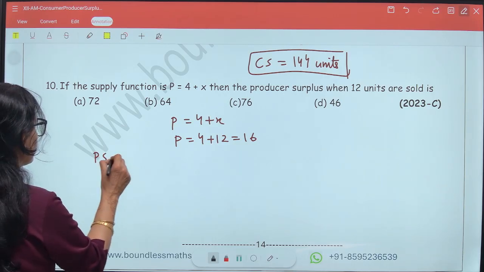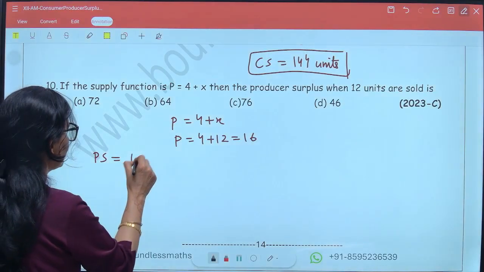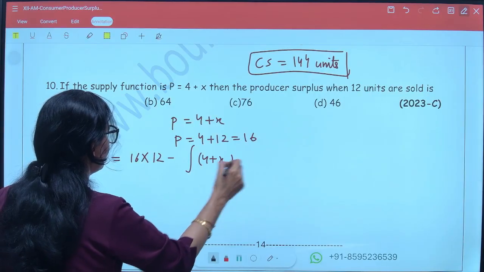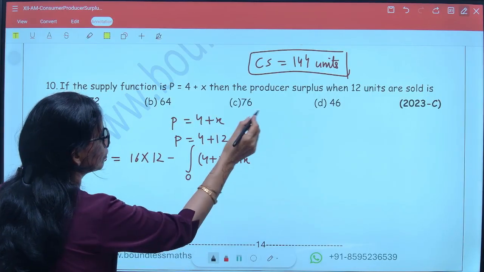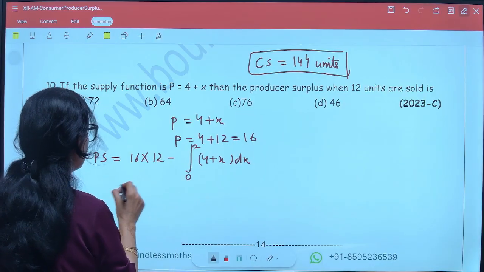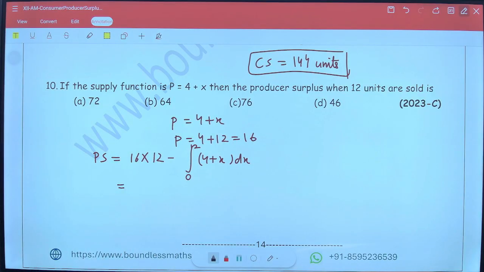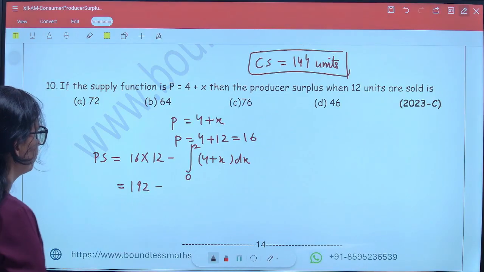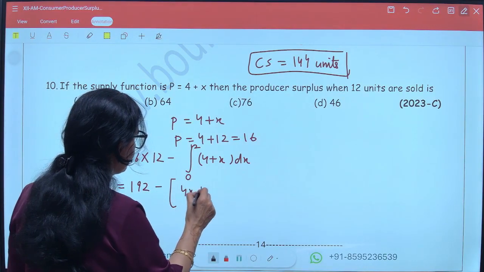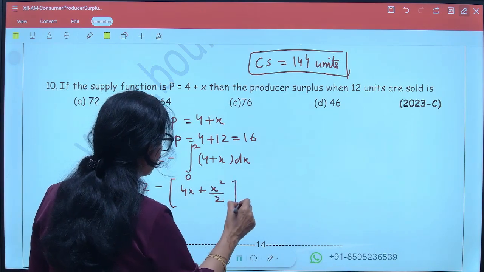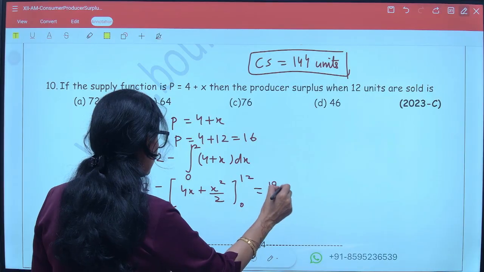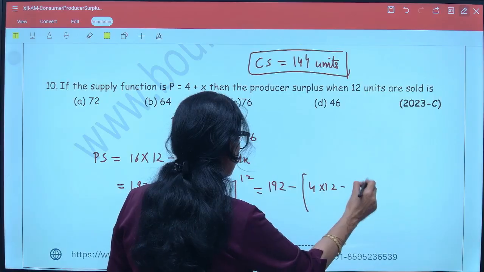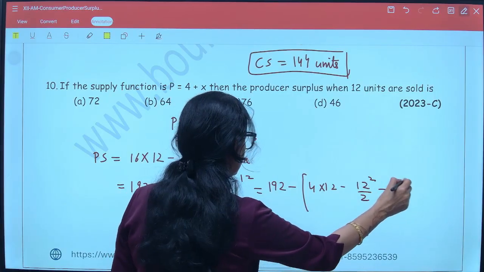So let's just apply the formula: P naught into X naught, that is 16 into 12, minus the integral of the function, that is 4 plus X dx. Limits are 0 to 12. How much is 16 into 12? It is 192. 192 minus the integral of 4 plus X, which is 4x plus x square by 2, and the limits are 0 to 12. So this becomes 192 minus 4 into 12 minus 12 square by 2 minus 0.